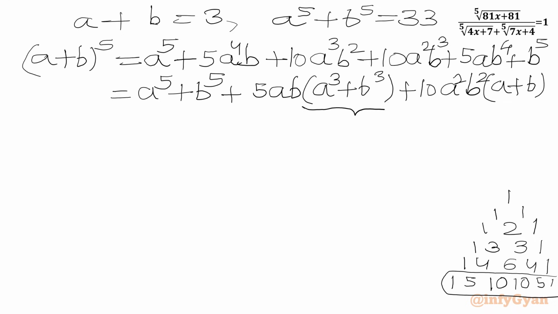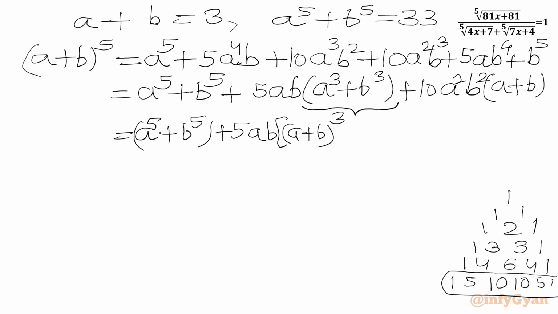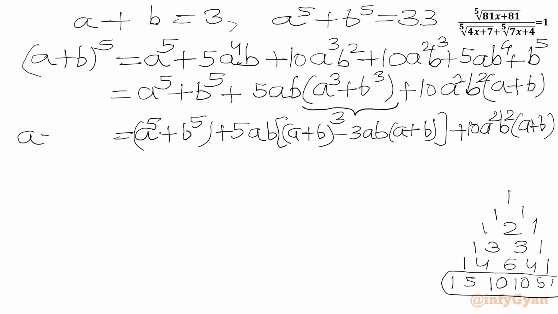Again we are going to use an algebraic identity here, and we can write a^5 + b^5 + 5ab. In the bracket we will write (a + b)^3 minus 3 times ab in the bracket (a + b). Then we have 10a^2b^2 times (a + b). Now we have to plug in all the known values.